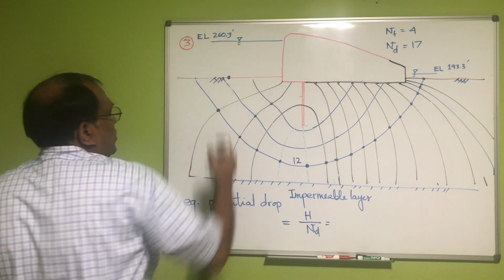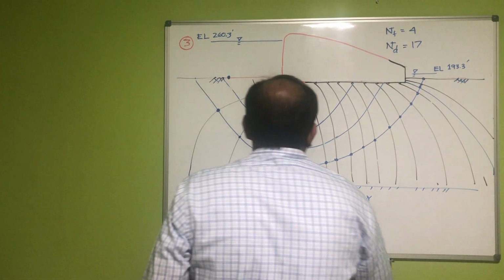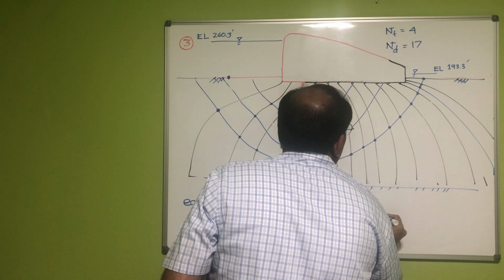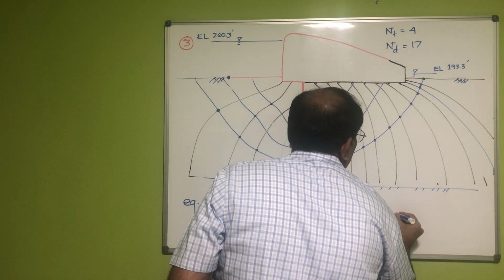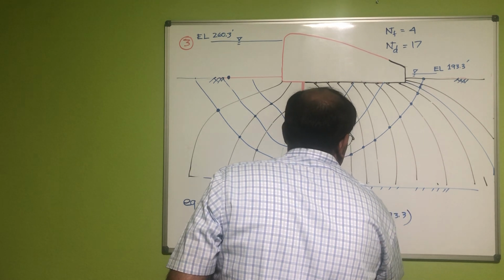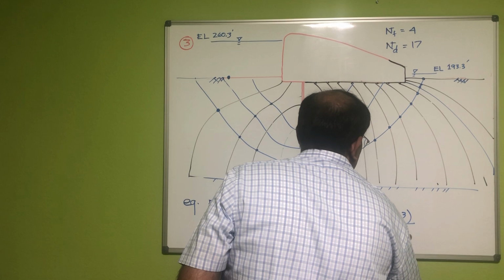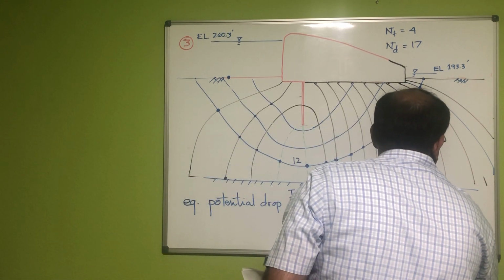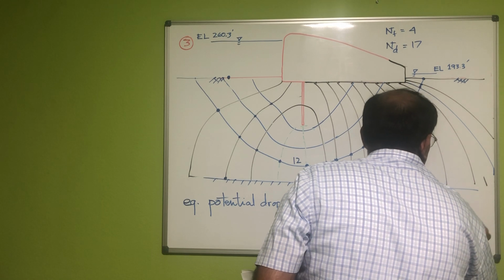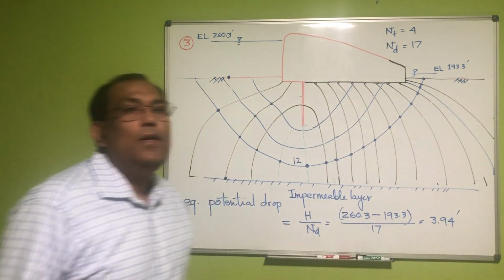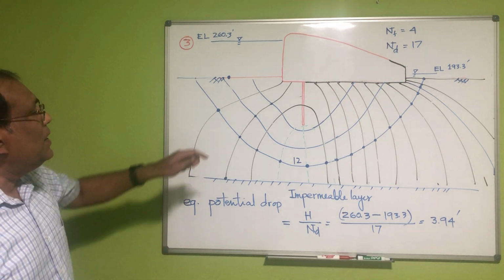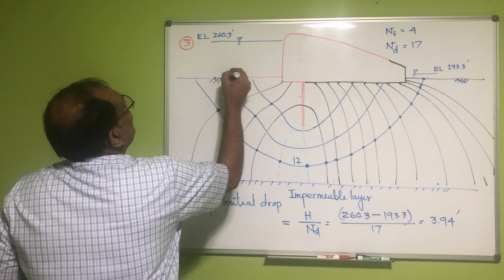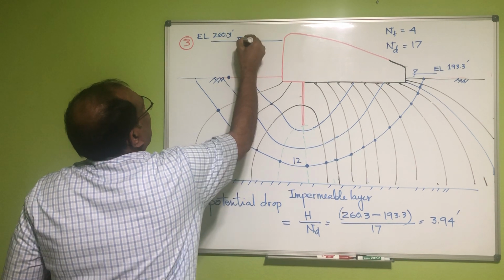Now, the head difference is 260.3 minus 193.3, divided by 17, which is 3.94 feet. So what will happen, if you see the head here, you already know the head here because you know the height of water here.